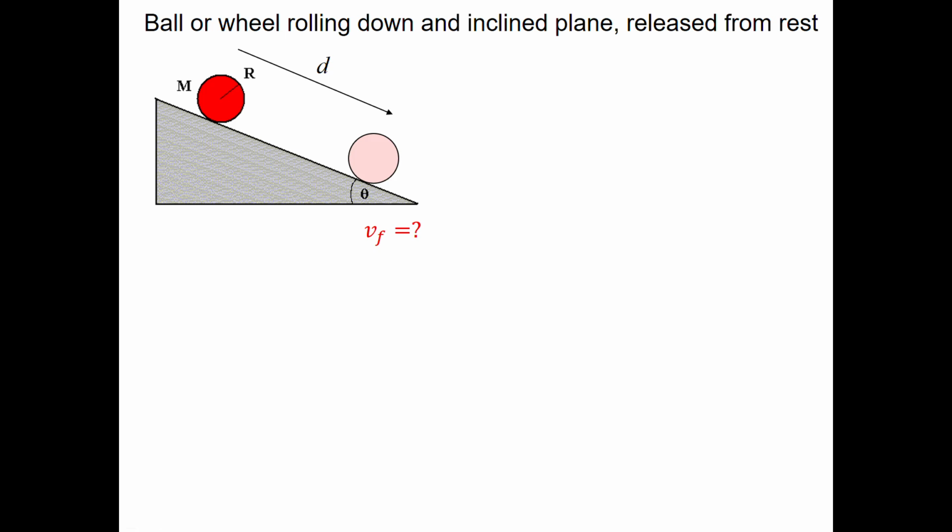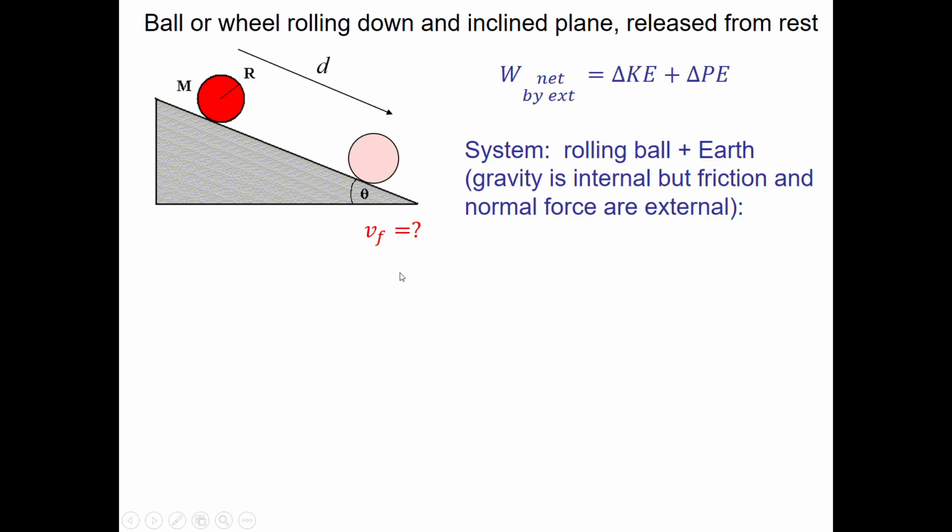So this is rolling without skidding on the plane at all. We're going to do this by using the energy methods. I'm going to say the net work done by all external forces in between here and here is equal to the change in kinetic energy plus the change in potential energy of a system, and I have to specify what my system is.